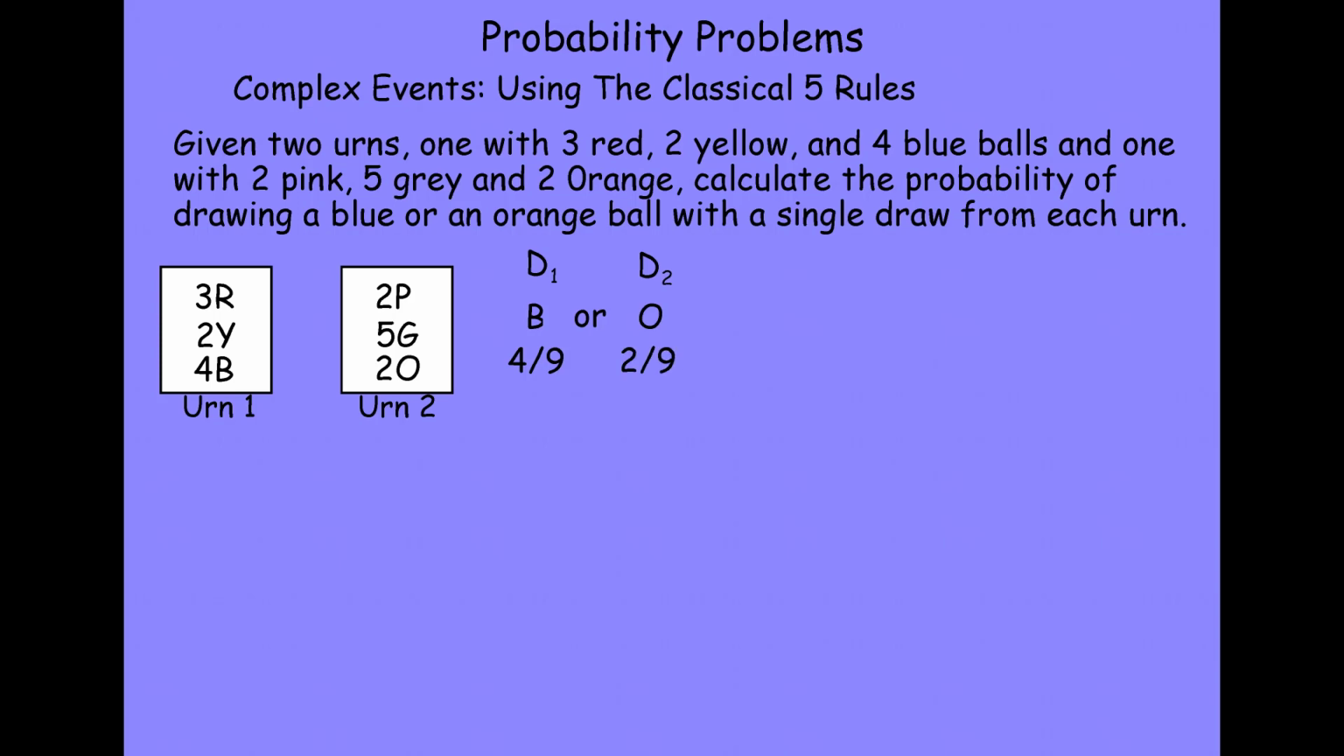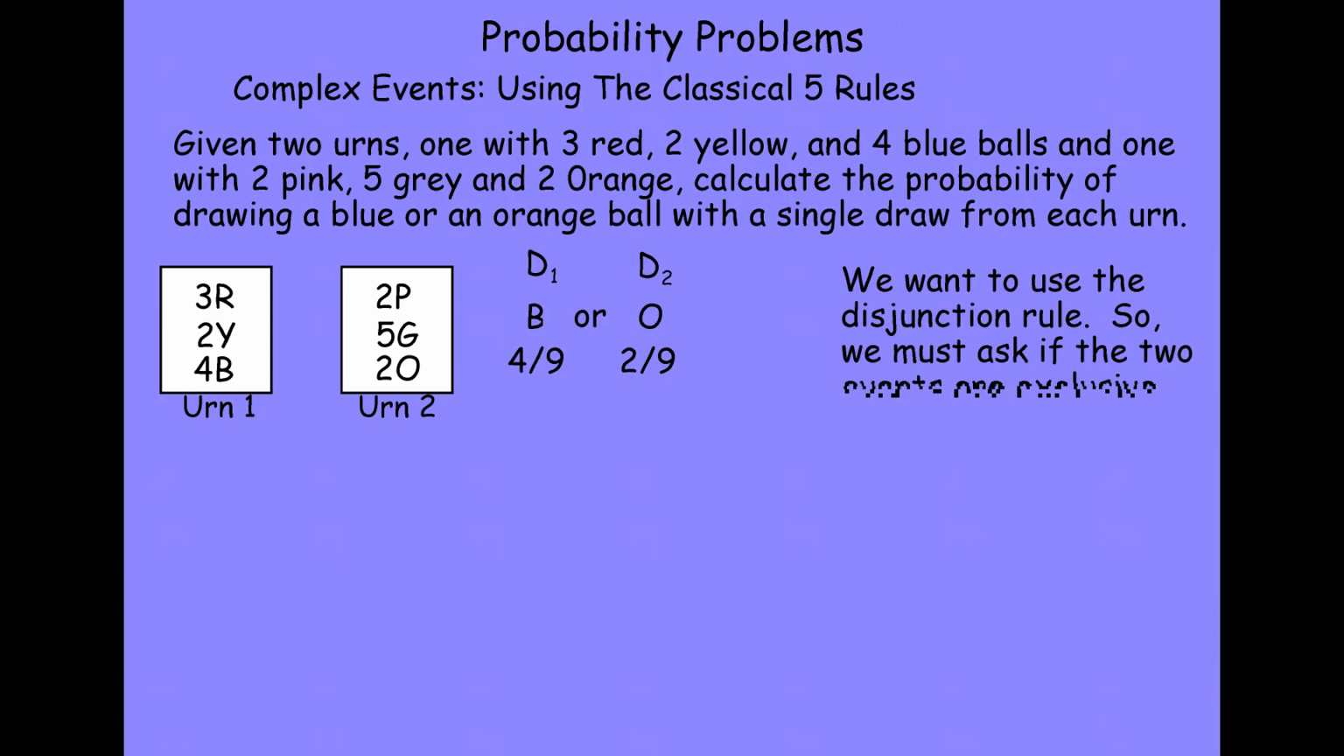Now I ask myself, are these events exclusive? That is, if I draw blue, does that mean I can't draw an orange? And if I draw an orange, does that mean I can't draw a blue? When I think about the different possibilities, I can think of 3 ways to get a favorable outcome here. I could draw blue, but not draw an orange. I could draw an orange, but not draw a blue. Or I could draw a blue and an orange. So these 2 events aren't exclusive. And that means I'm going to have to use the general disjunction rule.